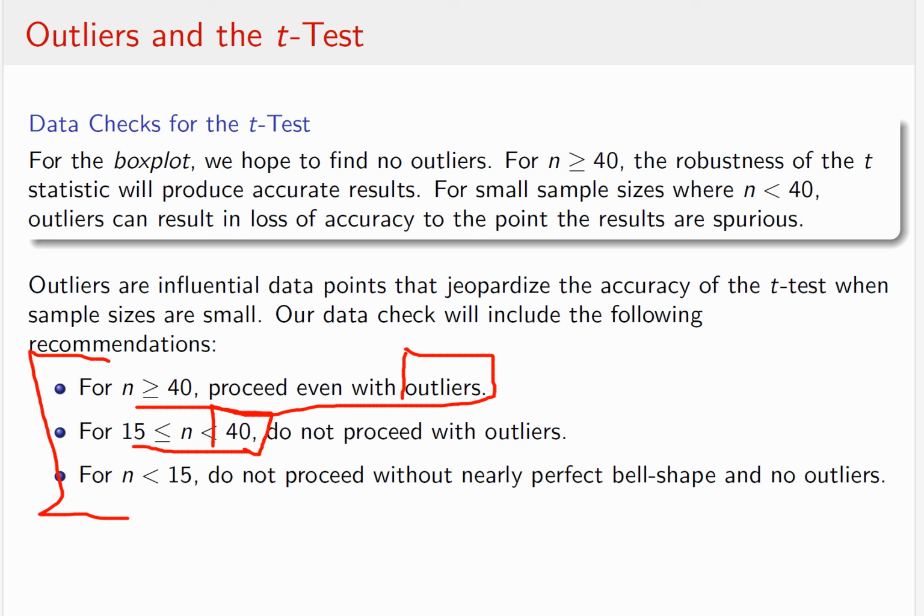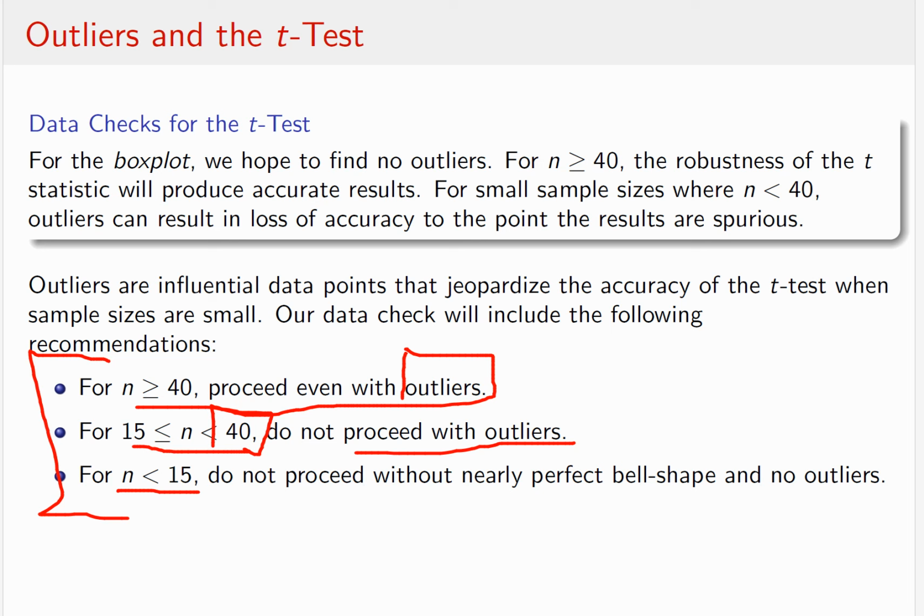less conservative. 40 is a pretty conservative number. Some people will say anything above 30 or 35 is fine. 40 is pretty conservative, but again, we all understand that proceeding with outliers is a problem in a small sample size, okay? But what about these tiny sample sizes of 14 or less?